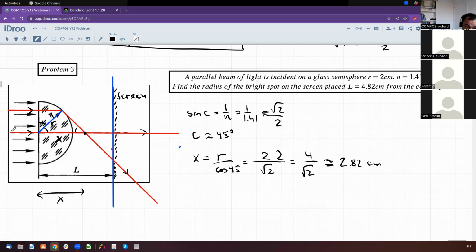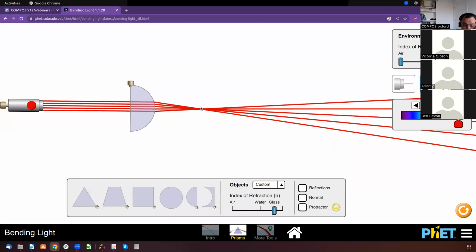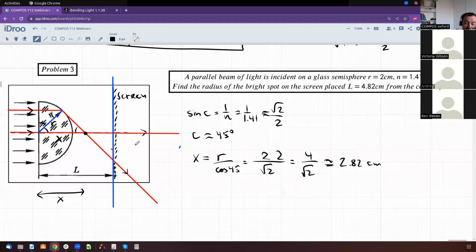We need to find where it intersects the ray going through the middle. And that point of intersection is here. So we found this point, and we worked out that the screen is here. And then it's just a simple matter of some trig to figure out that this is X, 2.82. Then we know that the distance is 4.82.